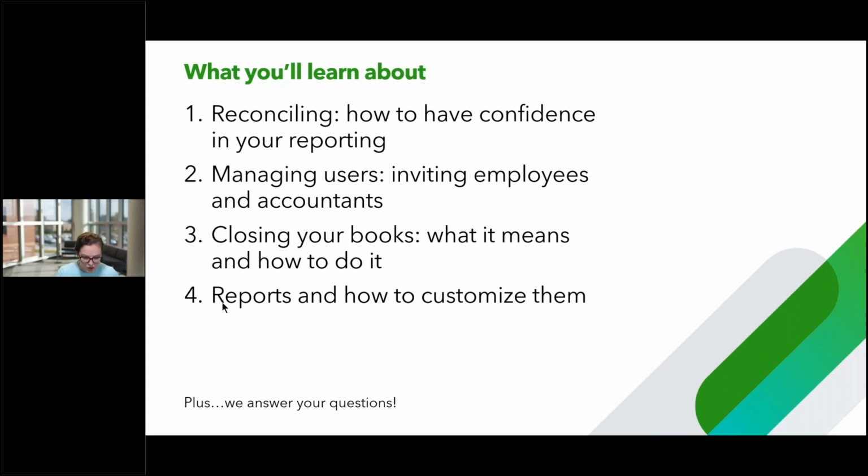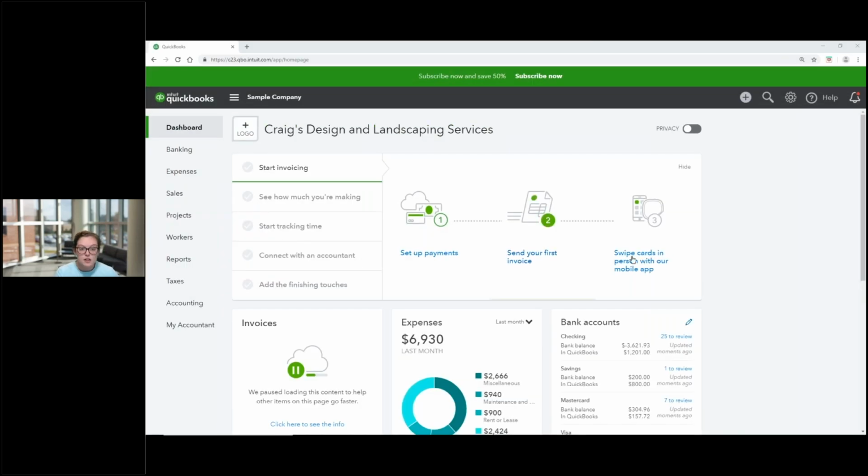So we're going to head over to our QuickBooks Online company. Today we are Craig's Design and Landscaping Services, and we are talking about reconciliation. Reconciliation is the process, for those of you that don't know, of matching your bank statement to your records in QuickBooks, to make sure that everything is up to date and accurate. This process should be done once a month, mostly to make sure your records don't get behind and any mistakes can be fixed promptly, right?